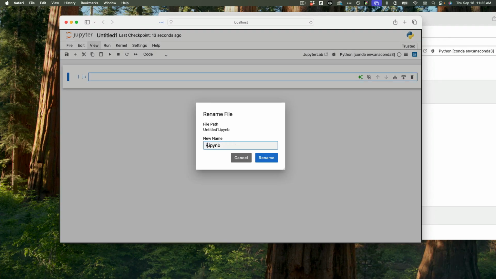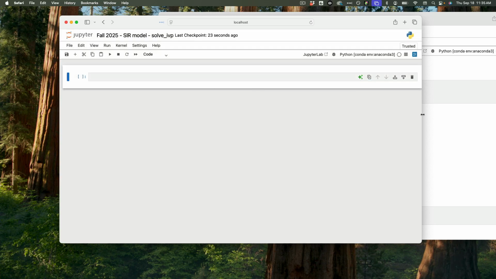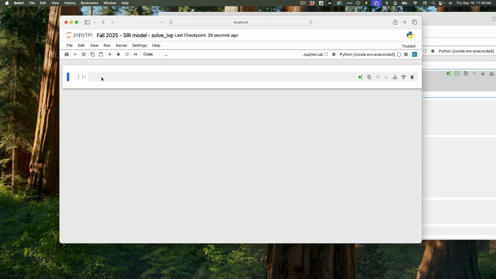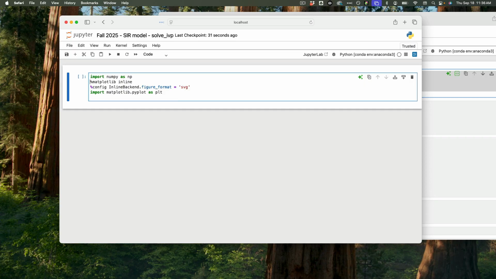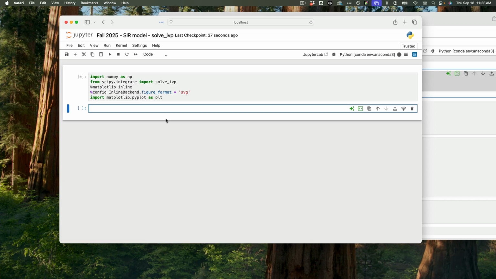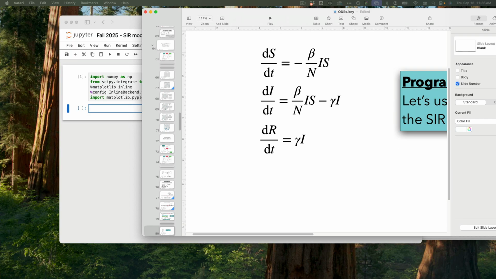Okay, so let's say fall 2025 SIR model solve IVP. Okay, so we'll get our boilerplate first. And I'm going to put solve IVP at the top. Okay. Let me move the slides so we know what we're solving. Always have your math handy so you know what you're actually solving.